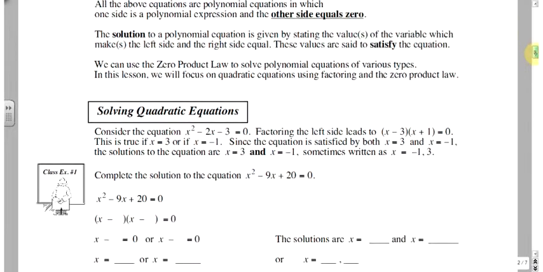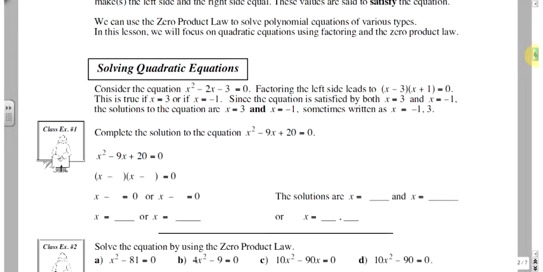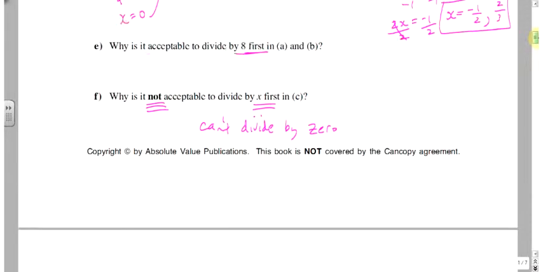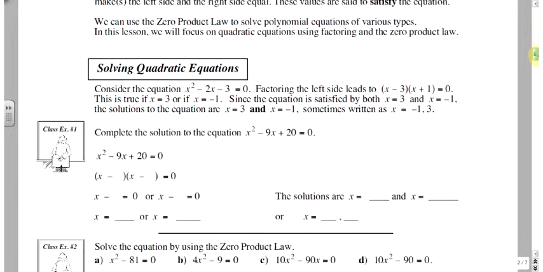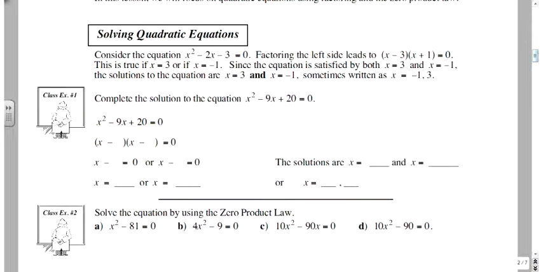Okay, solving quadratic equations. That's what we've been doing. So far, they've all been factored for us. So we're just going to put together what we've done in the last few days and today's lesson. Now we have to factor it first. Okay, they're starting us off pretty easy.